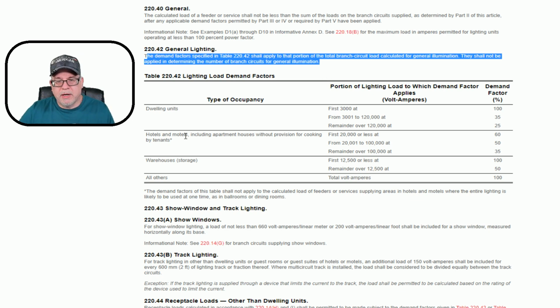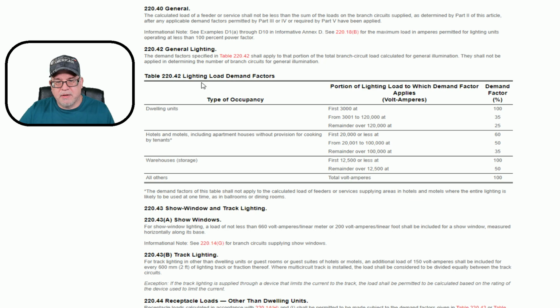So what are we working on? We're working on right here, demand factors. And if you ever want to wonder in a calculation whether or not you can apply these demand factors, just look at the list. Because if it's not one of these here, then it would be all other. And if it's all other, then there is no demand factor. You're going to take it at its full value. Okay, so you can rule that out right away.